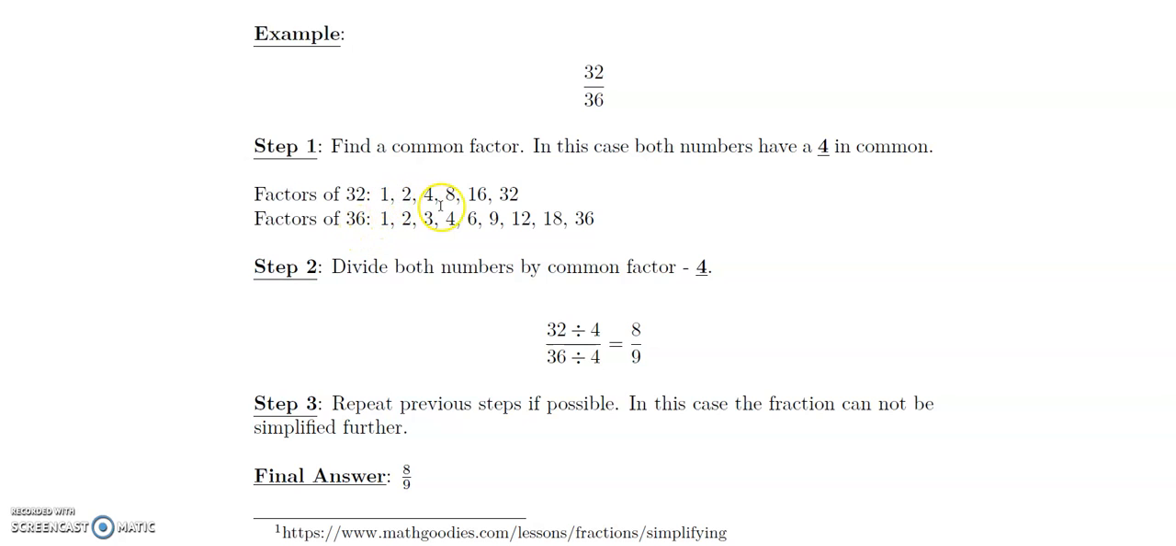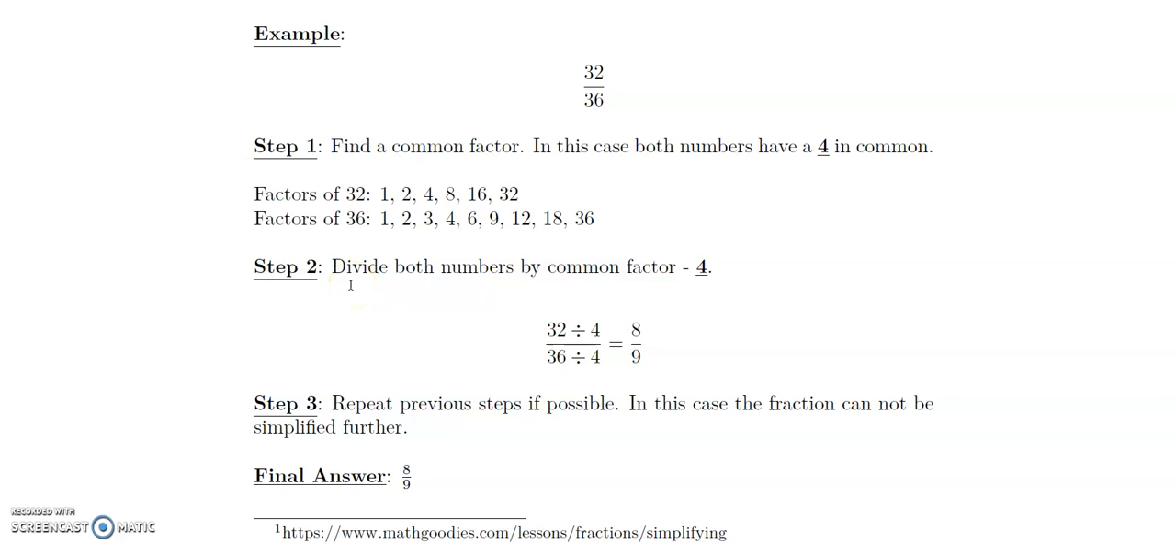And I can go through the lists of both numbers and determine which one of the numbers is the biggest that they have in common. As you can see, the biggest number that they have in common is 4. So this is what we call the least common factor.